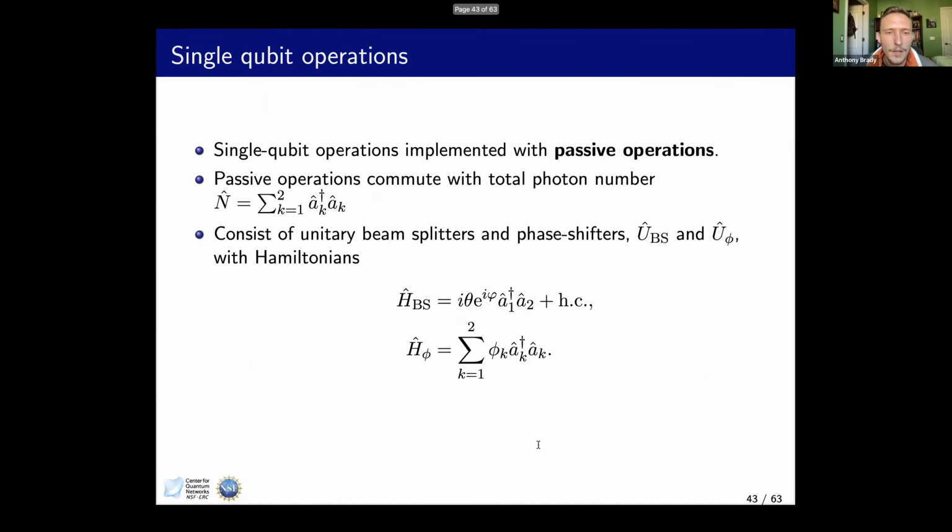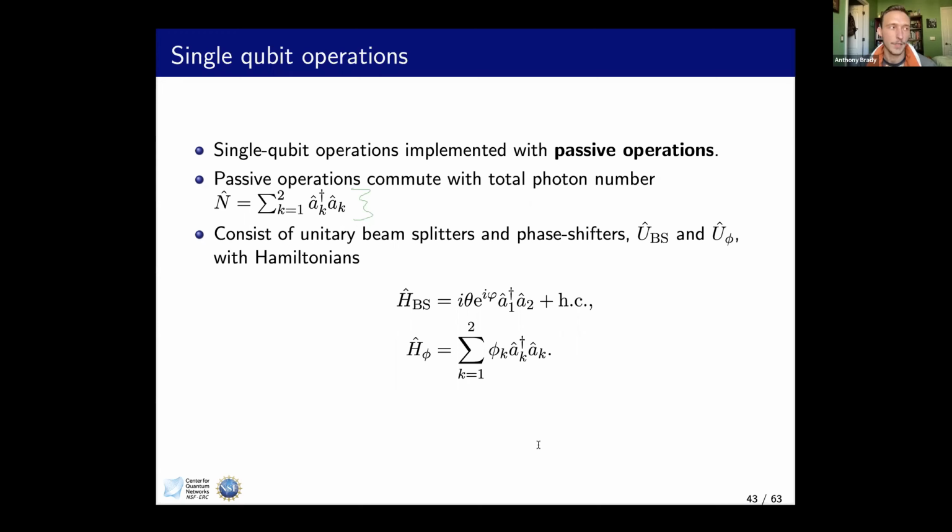Okay, single qubit operations. The first thing you might ask is, how can you do single qubit operations like Pauli X, Pauli Z, or rotations on the Bloch sphere? I won't talk about the Bloch sphere here, but we'll talk about general single qubit operations. It turns out for dual rail encodings, all single qubit operations can be implemented with passive operations. What I mean by passive is that these operations commute with the total photon number.